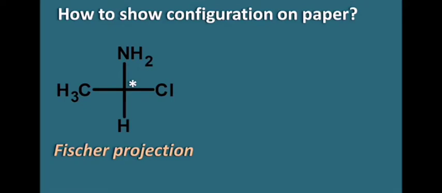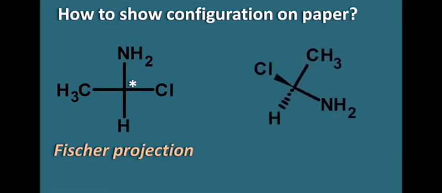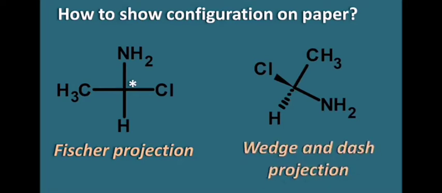Now let us have another projection. In this projection, we can observe that one of the groups is attached by a solid wedge and another group is attached by a broken wedge. This type of projection we call the wedge and dash projection. In this, the chlorine group is attached by a solid wedge, which indicates the chlorine group is towards the viewer, and the hydrogen which is attached by a dashed line is away from the viewer, and the other groups like CH3 and NH2, which are attached by plain lines, are within the plane.